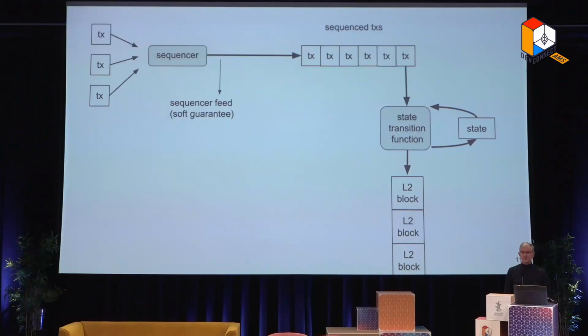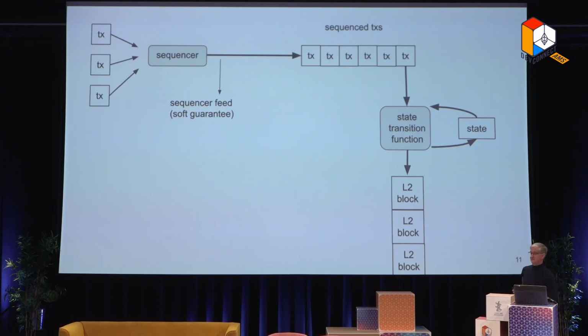OK, but let's look back at the sequencer. The sequencer first decides within its own head what the order is going to be. Then it needs to tell people. It needs to commit to that. So the first thing the sequencer does is it publishes a sequencer feed. This is something that anyone can subscribe to and receive. It does this very quickly. As soon as the sequencer puts your transaction into the sequence, it will push your transaction out on the feed. So you'll see your transaction out on the feed in less than 1 second.